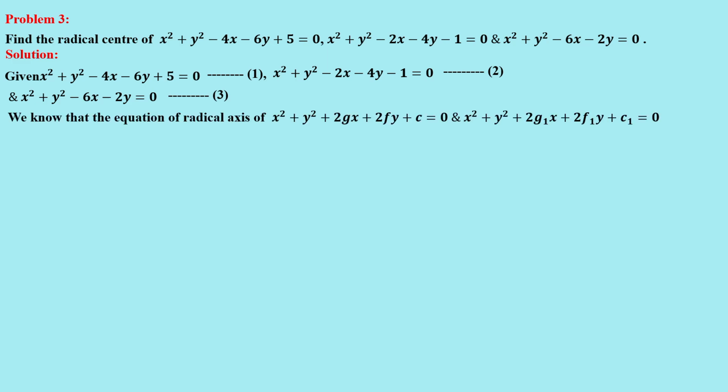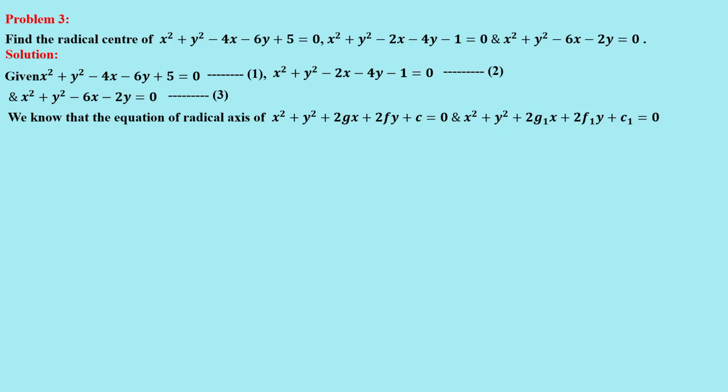We know that first we need the radical axis of each pair: 1 and 2, 2 and 3, and 3 and 1. Then the point of intersection of all these three radical axes gives the radical center. So we have to solve any two radical axes. First we have to find the radical axes.